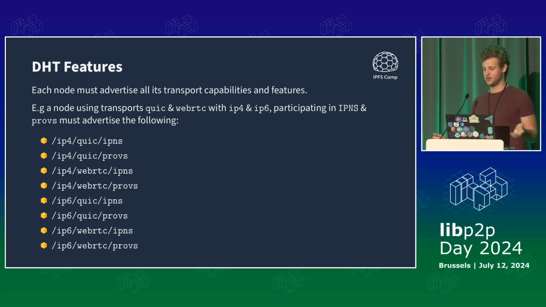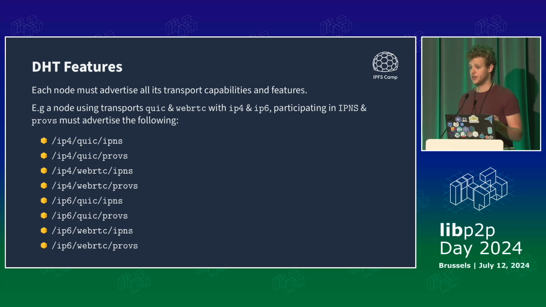So now, for instance, a Helia node that's participating, or a Kubo node, that would be supporting QUIC, WebRTC, IP4, IP6, IPNS, and provider records, which is standard for IPFS nodes, or you can even imagine more transports, would now be participating in 8 sub-DHTs.